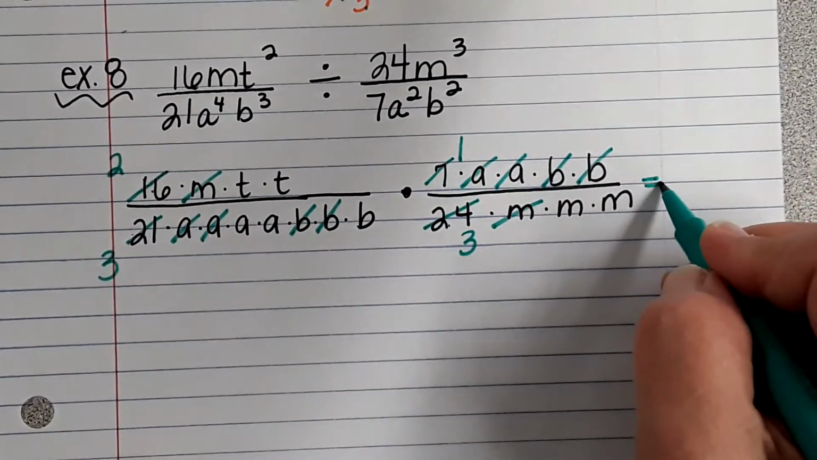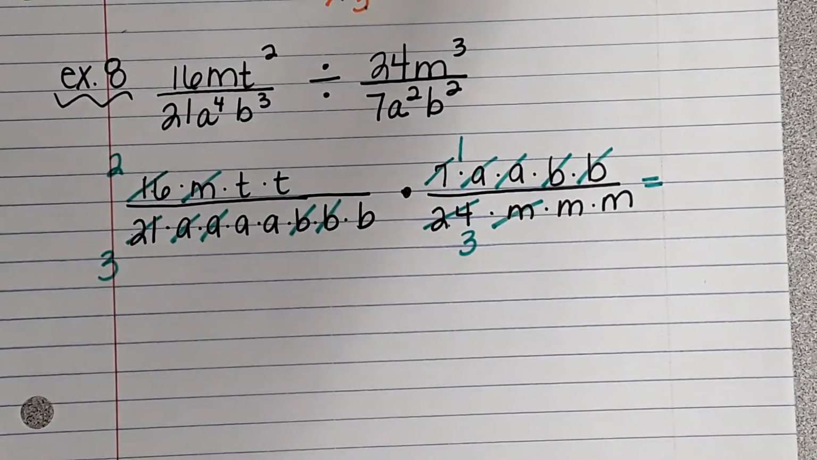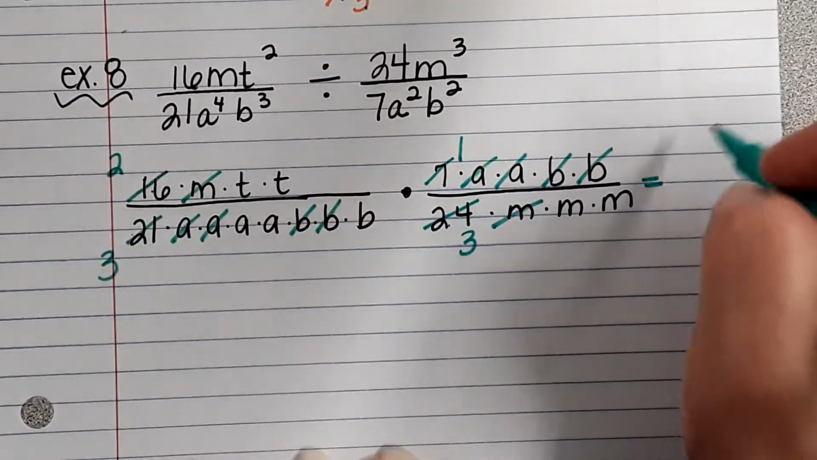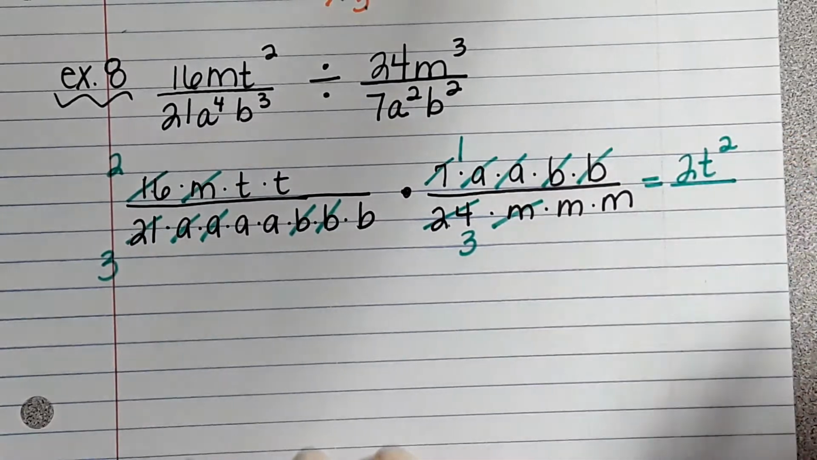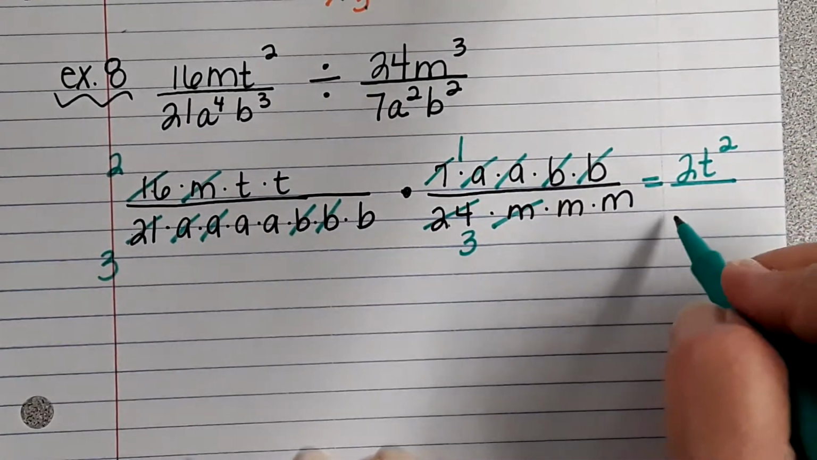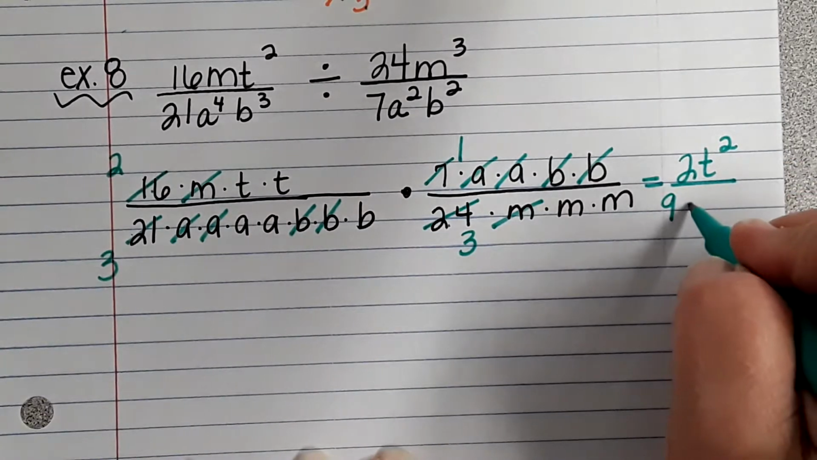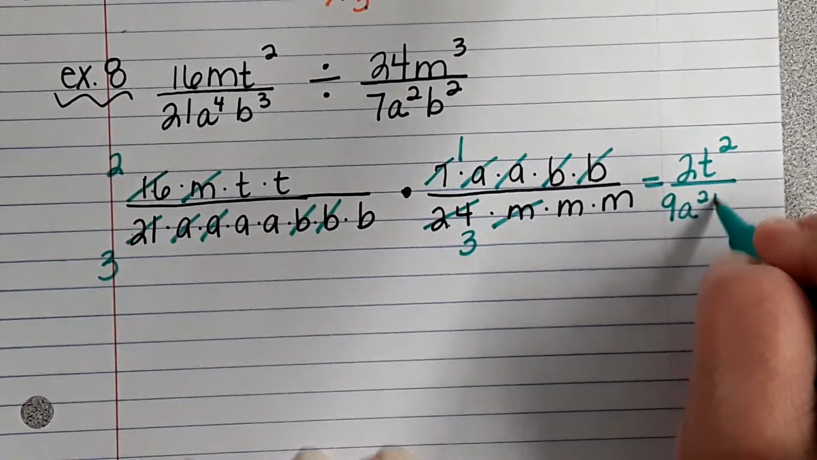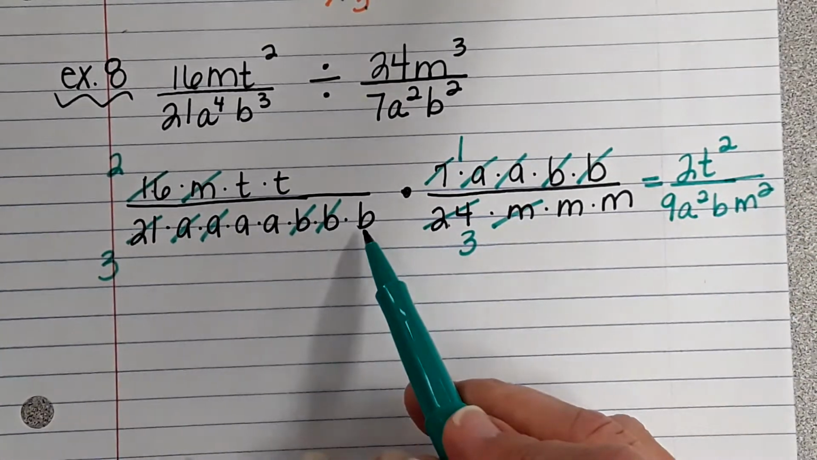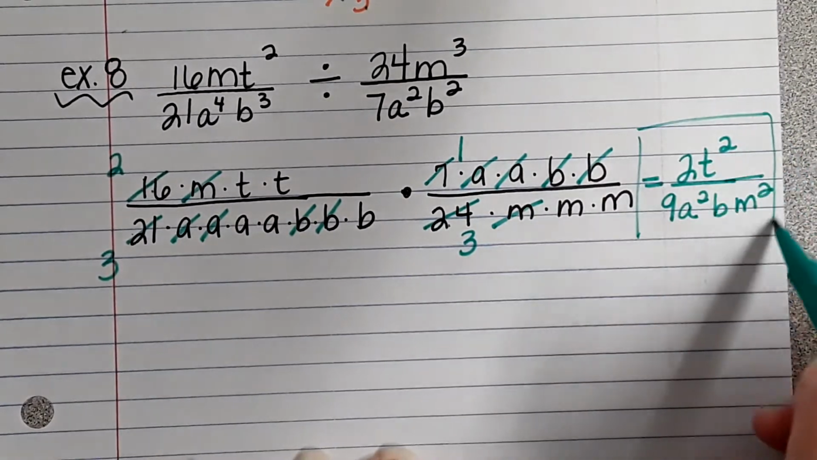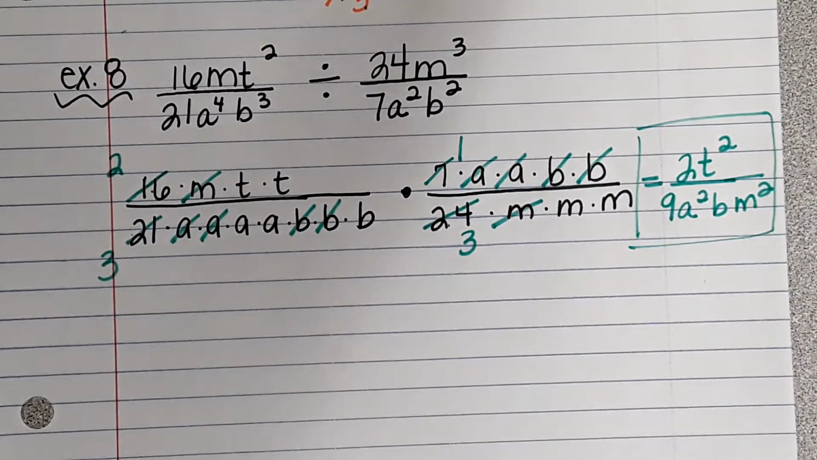Now our job is to multiply straight across the numerators and then straight across the denominators. So I have 2 what? 2t squared over, is there a b? Did we have an extra b? So a squared, b, m squared, and this is your answer. Any questions? What questions do you have?